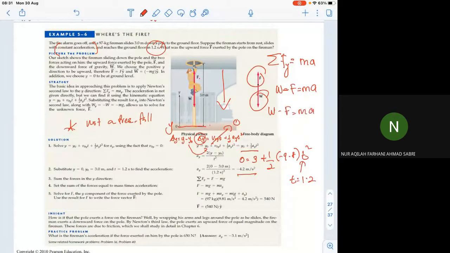Then what is F? We want to know about F, so just leave that part. W is mg, so mg minus F equals ma.